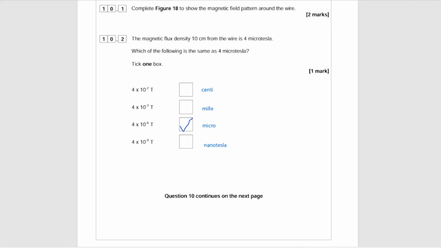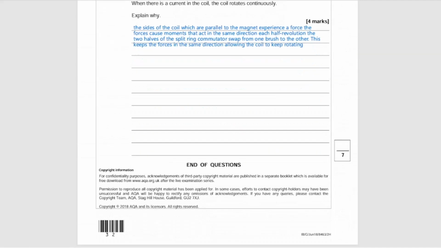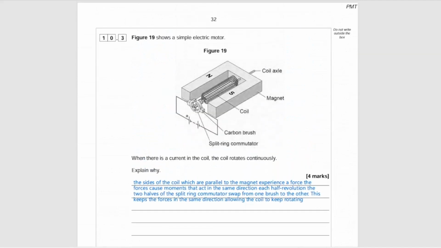Anyway, moving on. Last question. It shows a simple electric motor. When there is a current, the coil rotates continuously, and we're asked to explain why. The sides of the coil, which are parallel to the magnet, experience a force. The force causes moments that act in the same direction, which then causes the coil to rotate. Each half revolution, the two halves of the split ring commutator swap from one brush to the other, keeping the forces in the same direction, allowing the coil to keep rotating.